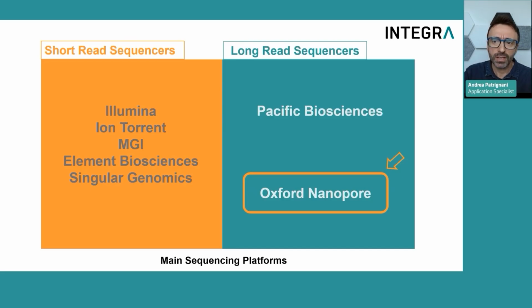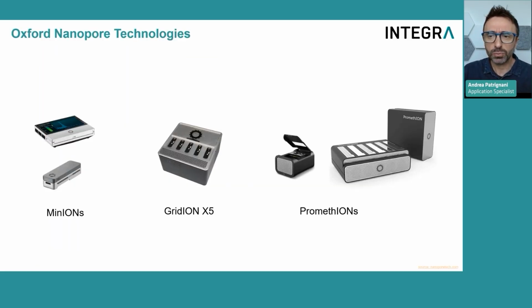Now let's switch gears and discuss the other long-read sequencing technology available in the market, Oxford Nanopore. Oxford Nanopore launched their first sequencer, the MinION, in 2014. Since then, they have released additional devices that allow for higher sample and data throughput, the GridION and the PromethION instruments.